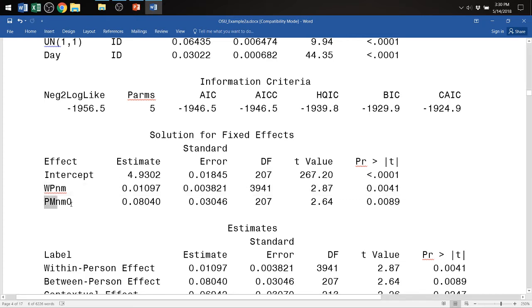The other one, this is my level 2 between person effect. For every unit grumpier I am than other people, so for every unit increase in person mean negative mood, my overall glucose average goes up by 0.08. So this is more of a state, whereas within person is more of a trait, or you can think of between person as a chronic versus an acute. So the person mean lifts the entire trajectory up, whereas within person, it's only at that day, because it's a within person fluctuation relative to your usual level.